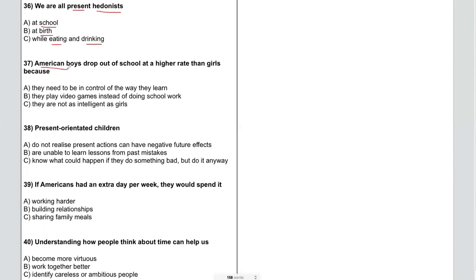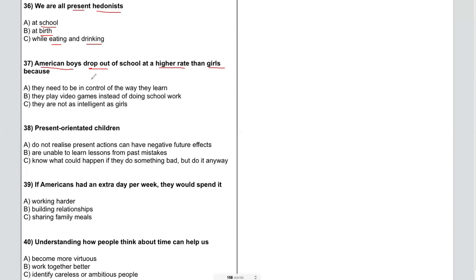We see, American boys drop out of school at a higher rate than girls because... Now here I'm focusing on a nationality because for all we know, the listening prompt could talk about British or Australian or Scottish, we're not sure. So I want to make sure that I'm listening for American boys. I've underlined drop out, but I haven't underlined school because my understanding of the word drop out, which is an excellent phrasal verb, already tells me that it has to do with school.